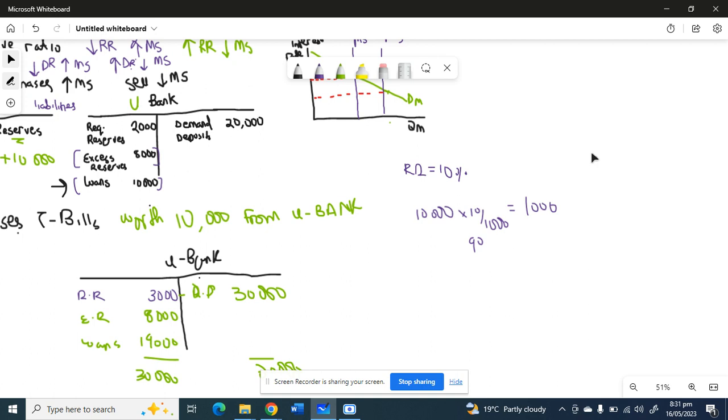More money is being put into circulation since the central bank has purchased treasury bills, pumping more money to commercial banks, meaning commercial banks can now loan out more money. So the M1 money supply has increased.